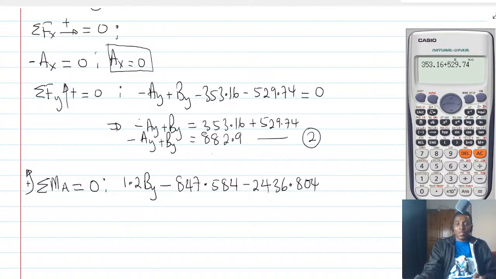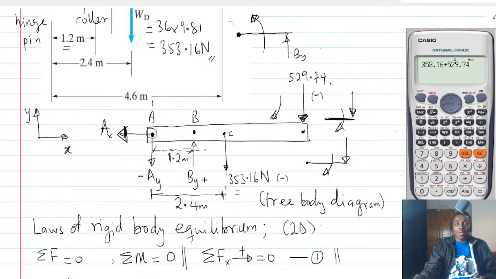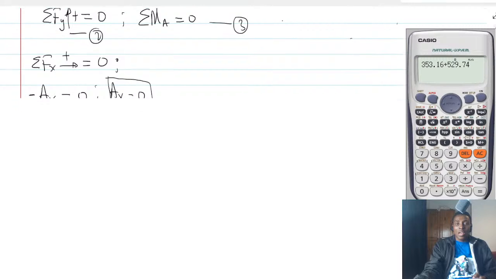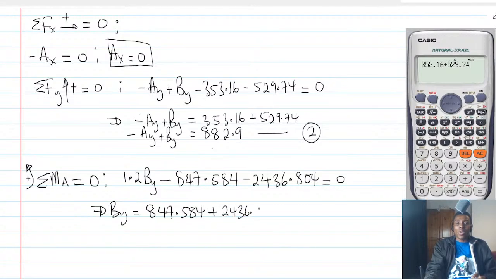Alright. Okay. So now it means that we have been able to do the moment for all the forces. Therefore, we will equate this to 0. And then we will solve for By. So By will be 847.584 plus 2436.804. Then I will divide everything which is here by 1.2. And that gives me the value of By.